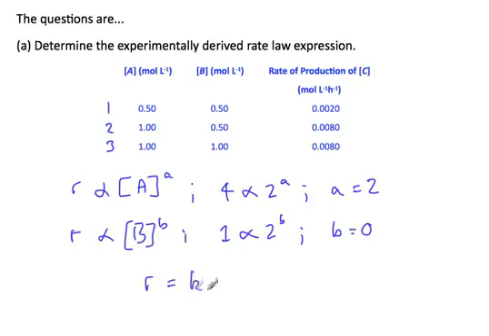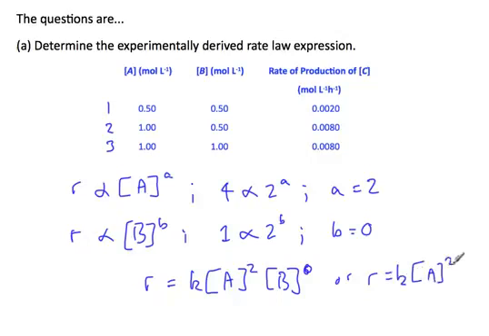R equals K, concentration of A squared, second order in A, concentration of B to the 0. Whoops, that's not a 6, that's a 0. And so we can rewrite that if we like, leaving out the B altogether, since it does not affect rate, it does not have to appear in the rate law expression. So 2 ways to show that rate law, but there it is. R equals K times the concentration of A squared.